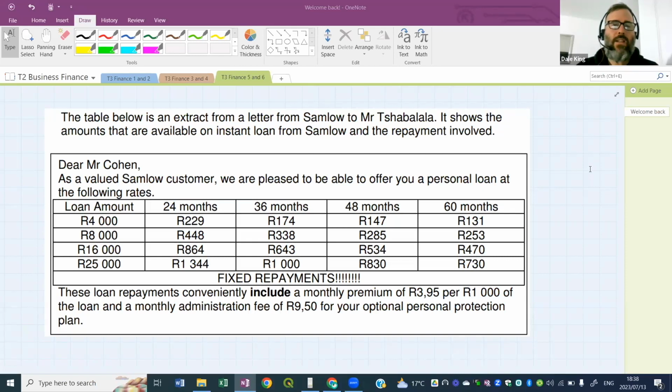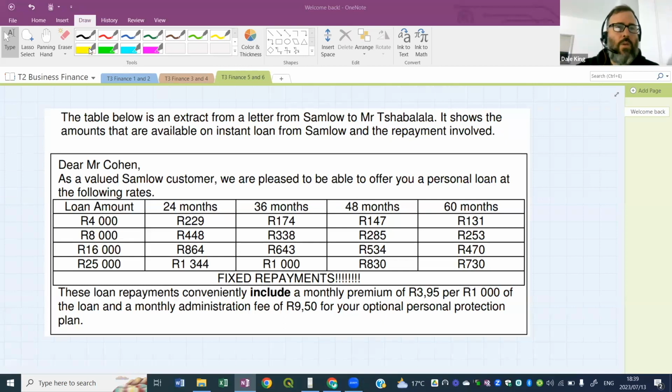Now, you guys have seen things like this. Just pay 338 Rand over 36 months. All right, you've seen these things before. Dear Mr. Cohen, it should be Mr. Chabalala, shouldn't it? Anyway, as a valued customer, we are pleased to be able to offer you a personal loan at the following rates. Of course, the banks are pleased to do this because they get the interest, they get the money. But these are the rates.